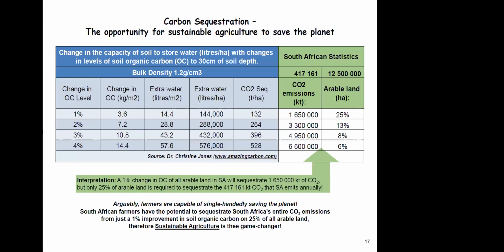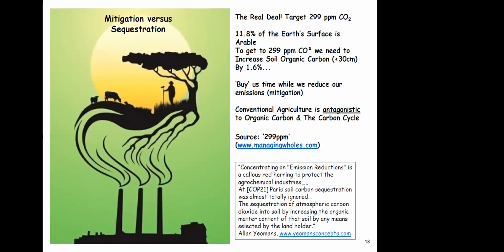So the big conclusion at the bottom there is that arguably farmers are capable of single-handedly saving the planet. And I'm sure one could extrapolate this table to whatever country you're in, and you'll find a pretty similar result. So this is really exciting stuff. It's not only the carbon sequestration, it's the moisture retention through the humus that can break the drought cycles and restore the hydrological cycle in the landscape.